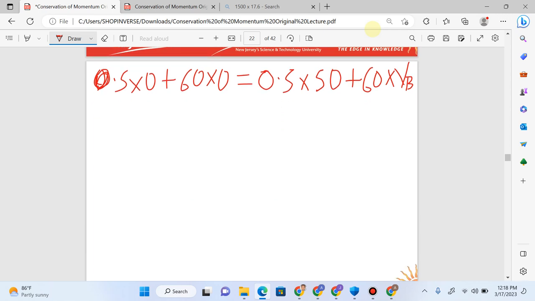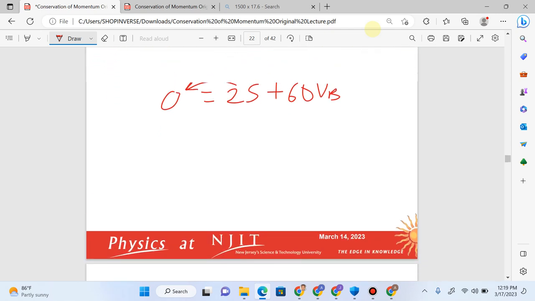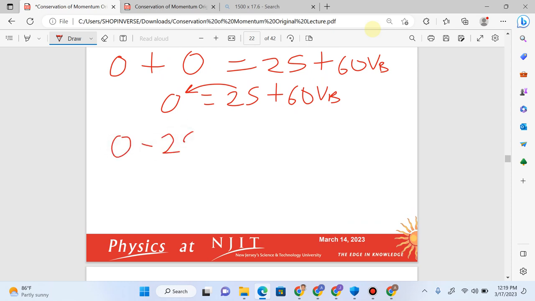Now let's substitute. 0.5 times 0 gives you 0, plus 60 times 0 gives you 0, equal to 0.5 times 50, which will give you 25, plus 60 times VB, which gives 60 VB. From this, you have 0 plus 0 gives you 0. 0 equals 25 plus 60 VB. From this, we can take 25 to the other side of this equation. When you do that, what will you have? You have 0 minus 25 equals 60 VB. Why? Because when 25 crosses the equality sign to the other side, it becomes minus 25.